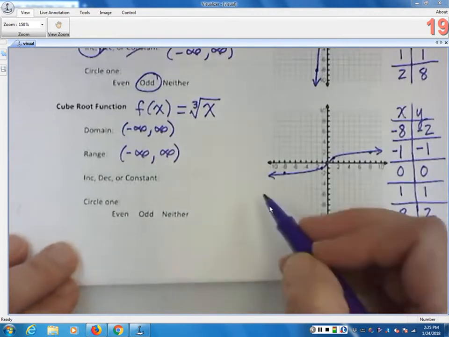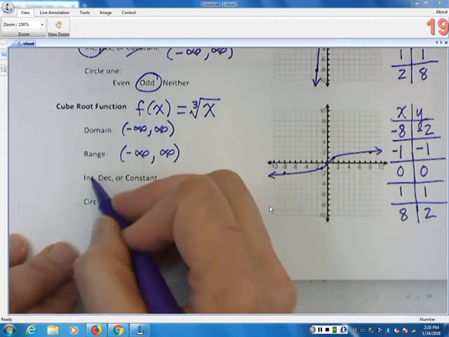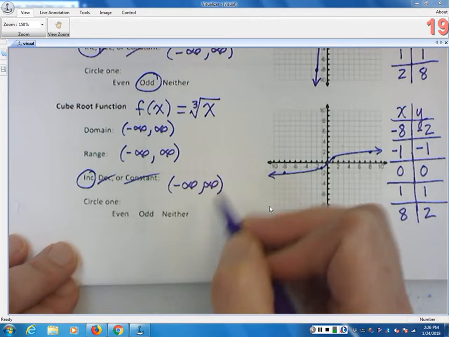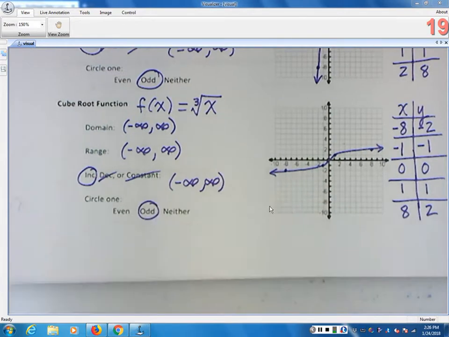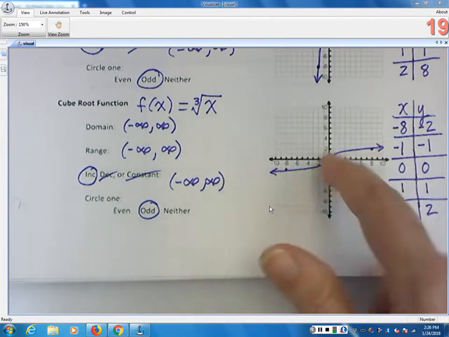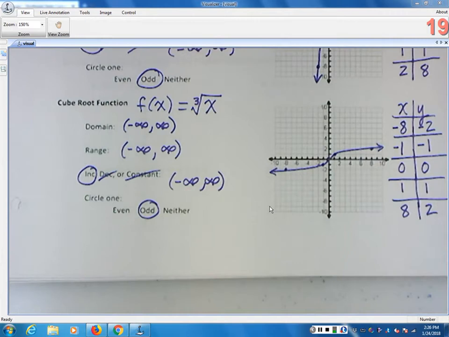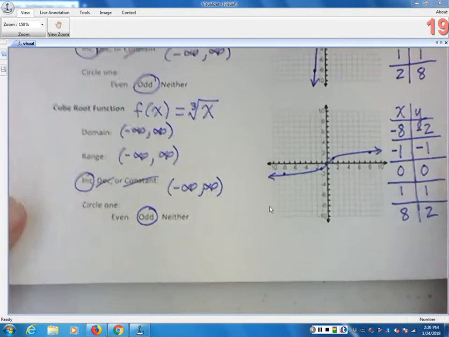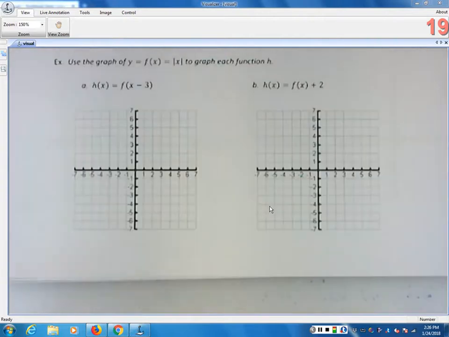And it's increasing. Look at it left to right, it's increasing the whole time, the whole domain, minus infinity to infinity, and it's odd. You flip it about the x-axis, and then this half about the y-axis, and it flips on top of itself. You flip it twice, about the two axes, it lands on itself. Any questions? Okay, so those are the common graphs. You need to be familiar with them. If I ask you what's the square root function, you need to know that that's f of x equals square root of x.